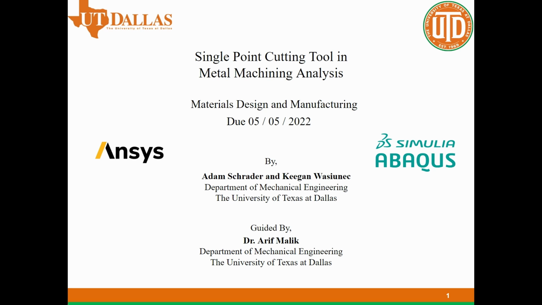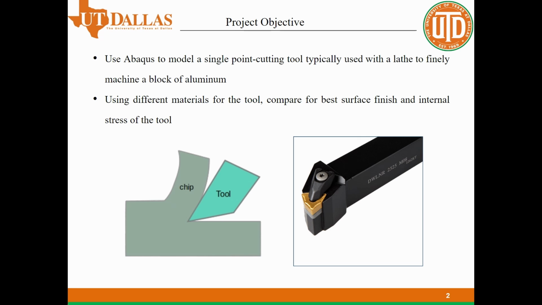Today, we are presenting our experimental analysis on a single point cutting tool in metal machining. To begin, our project objective is to simulate the orthogonal cutting process seen in manufacturing, such as lathe operations. To do this, we've created a simple assembly model in Abaqus, which contains a cutting tool head and a material workpiece to simulate the orthogonal cutting process.